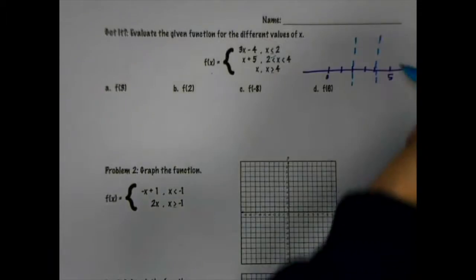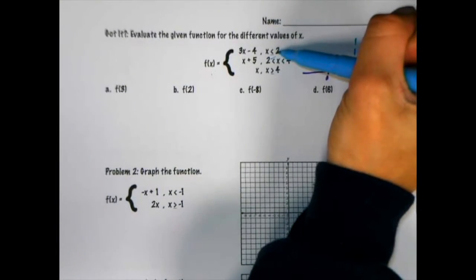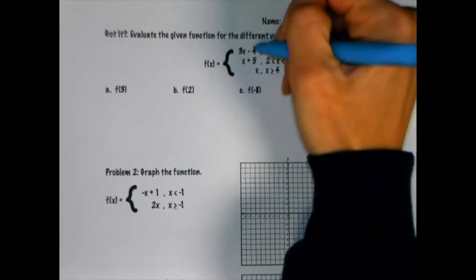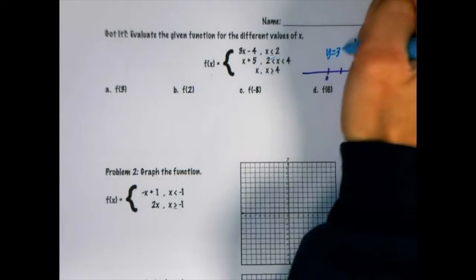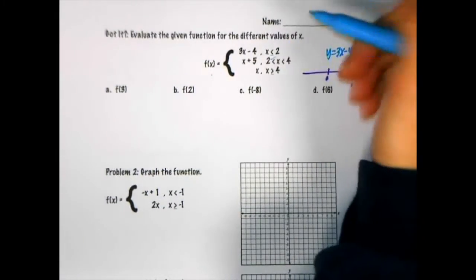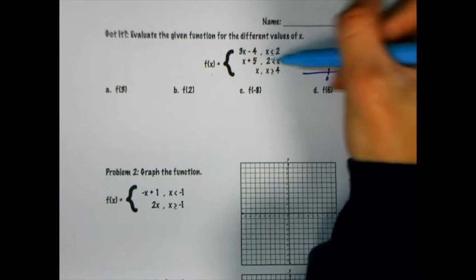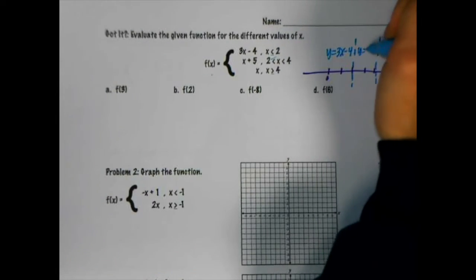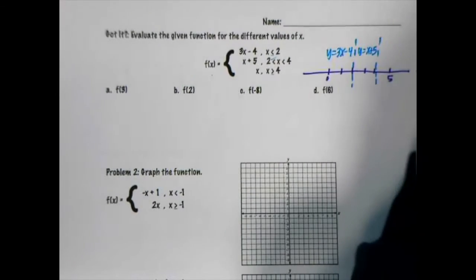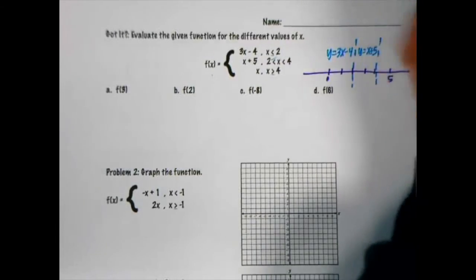Okay, so if you are less than or equal to 2, then the equation you're using is y equals 3x minus 4. If you're between 2 and 4, the equation you're using is y equals x plus 5. And then if you're bigger than 4, you're using y equals x.